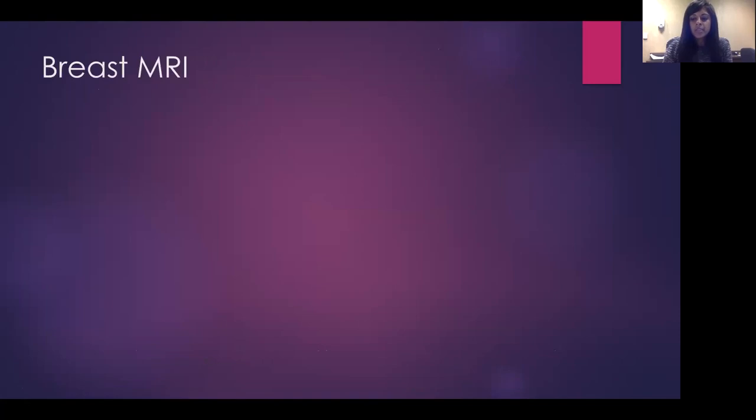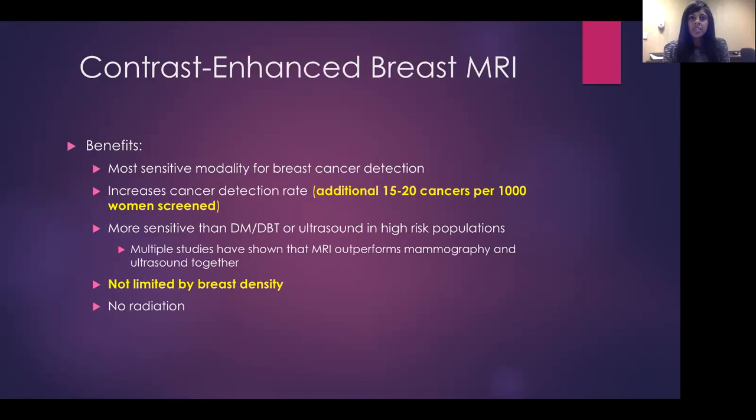So now we'll talk about the last screening modality, which is breast MRI. So contrast enhanced breast MRI is the most sensitive modality for breast cancer detection. It has a higher cancer detection rate than all the other modalities, with an additional 15 to 20 cancers detected per 1,000 women screened. It is more sensitive than 2D or 3D mammography or ultrasound in high-risk populations, even when those two are performed together. It is not limited by breast density, and it has no radiation.